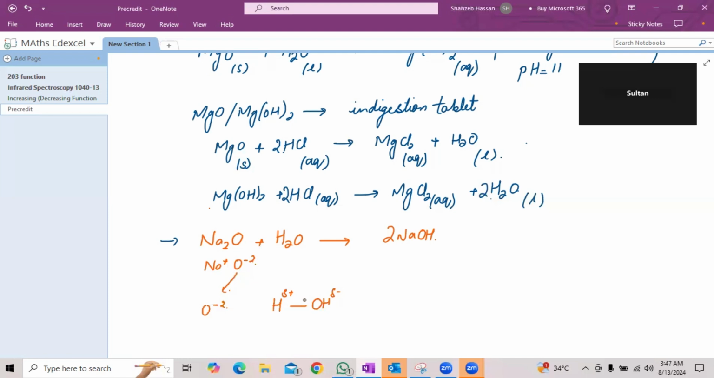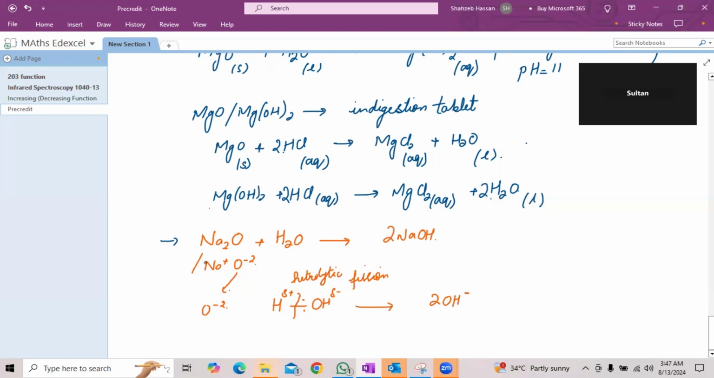As it is more electronegative, the electrons would be pulled toward this point and this bond is going to break. How is it going to break? Heterolytically. It is going to have heterolytic fission. Then this H positive would move towards O minus 2 and it is going to produce two OH ions. Is that clear?